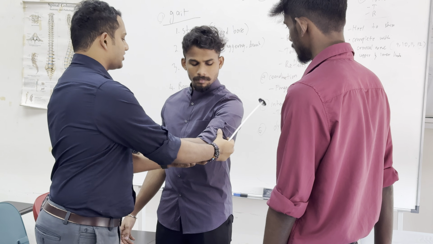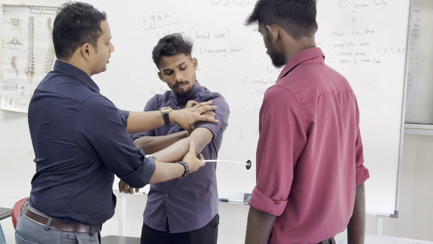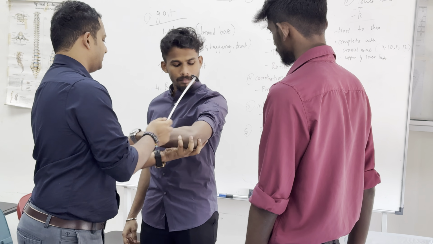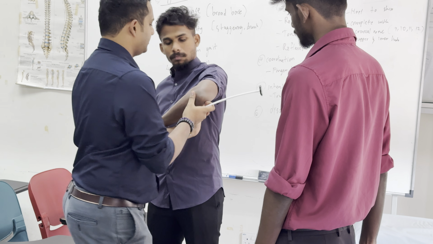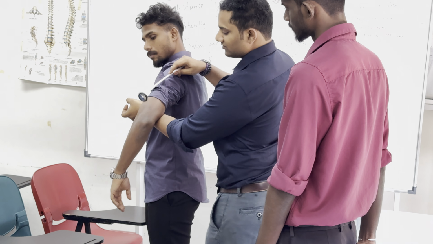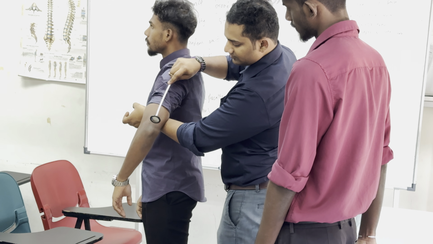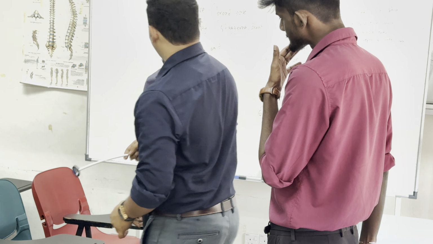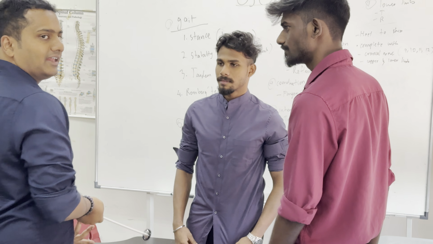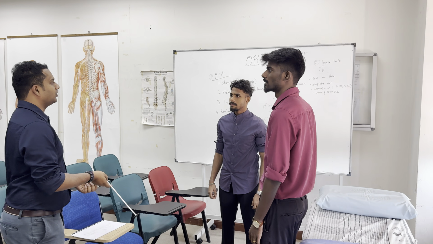Biceps. Here you want to expose the arm to look for the contraction of the muscle. And then of course you can look for triceps. That will surface. And then what do you look for?